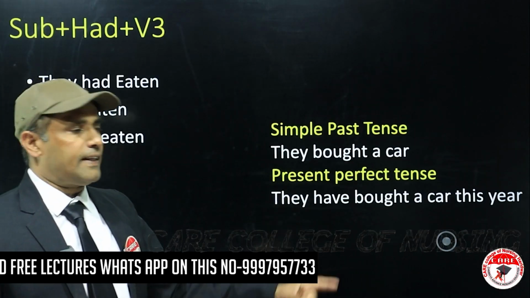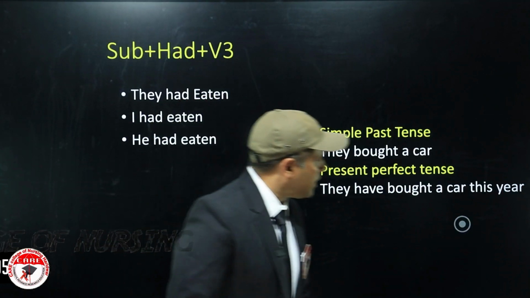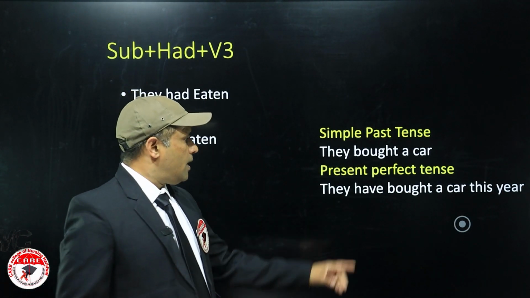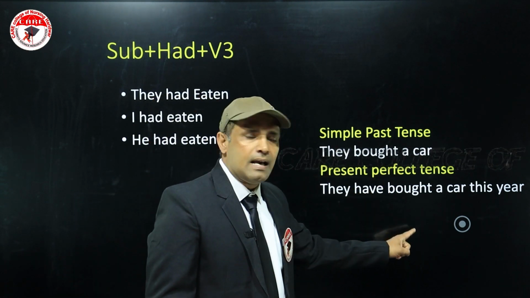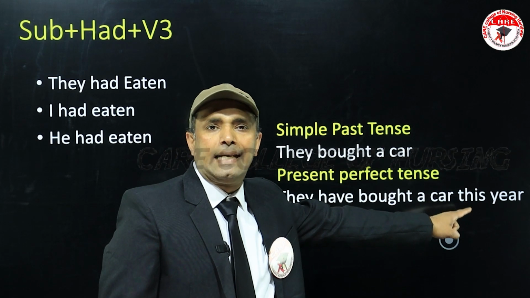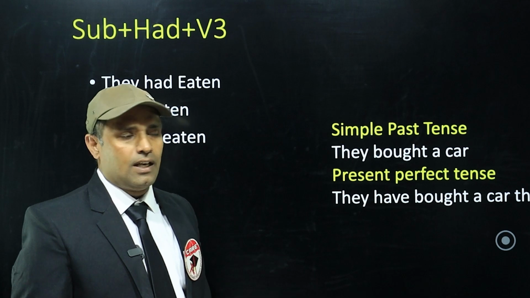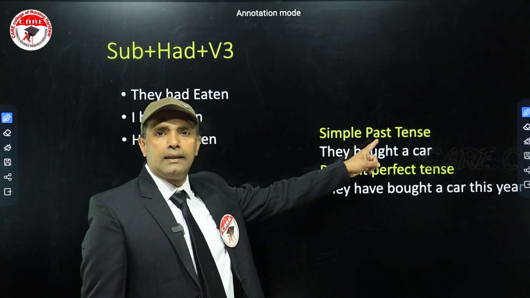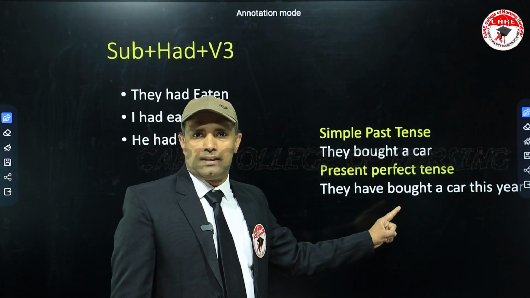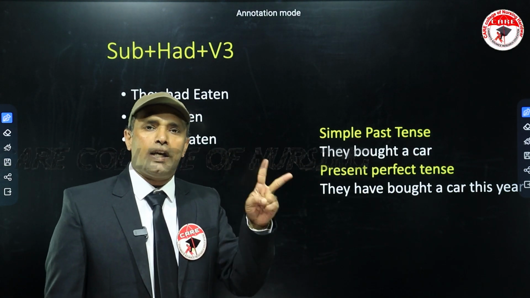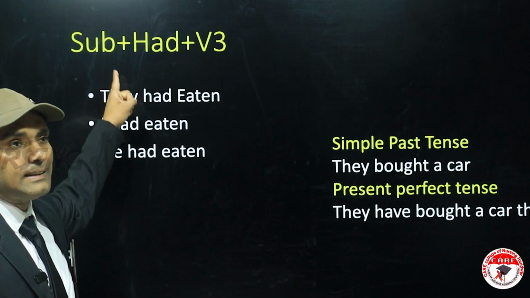And present perfect tense. They have bought a car this year. That means in the second sentence also, the action is complete, but the time is actually not yet finished. All right. So that's why it's a present perfect tense. In simple past, the action is complete. Present perfect tense, the action is complete. So we already have two ways to express a past action. Now we are going to discuss a third.